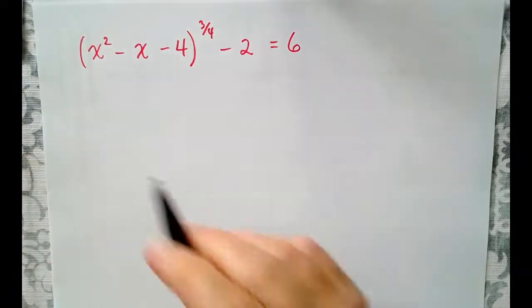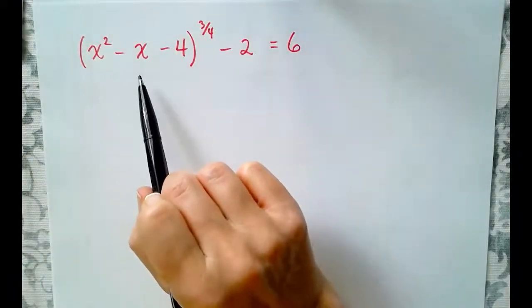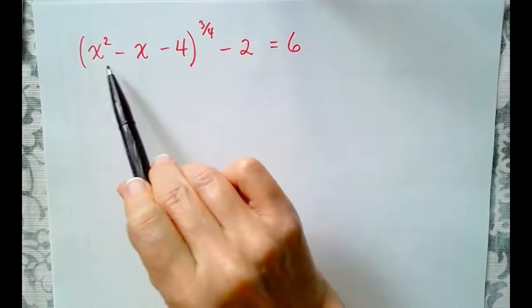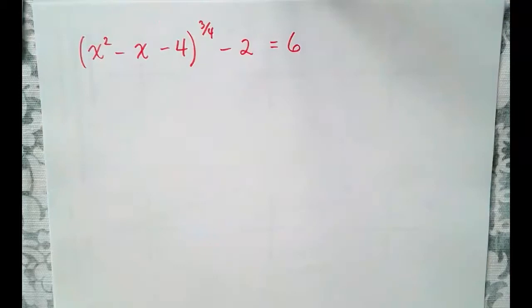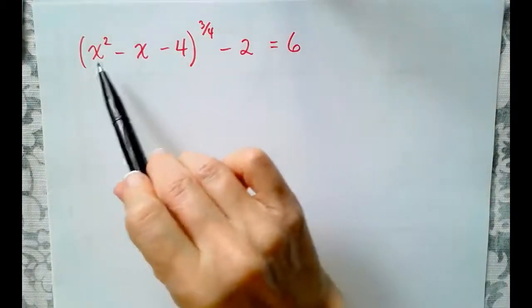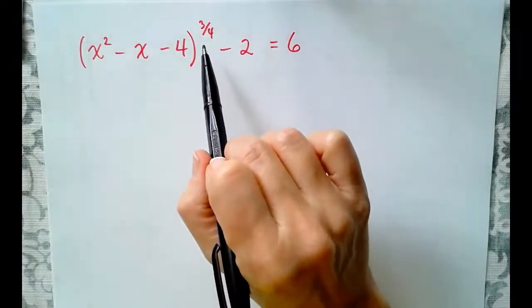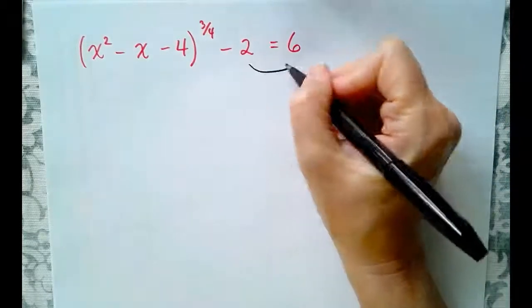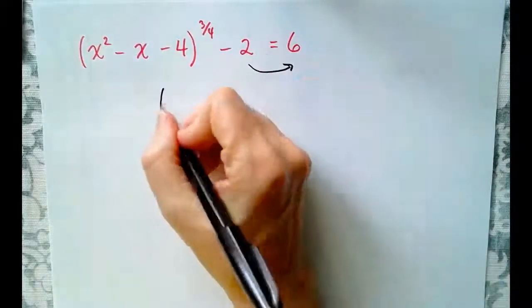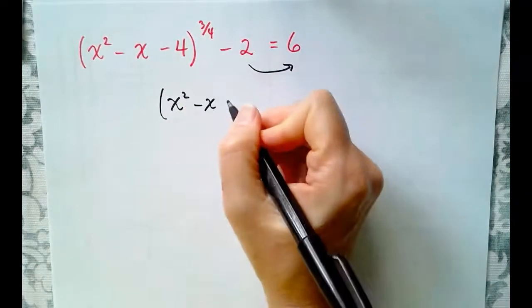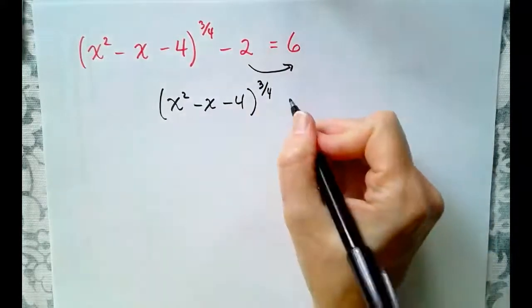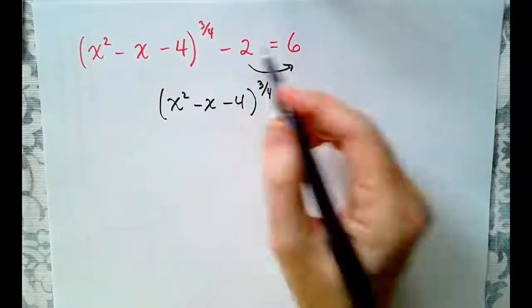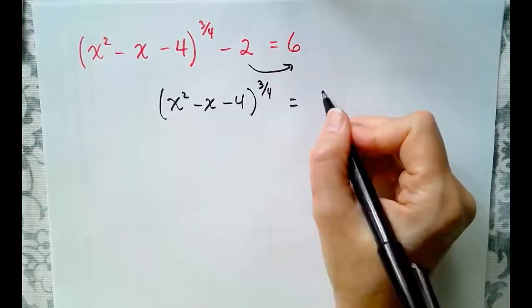Next, x squared minus x minus 4, this quantity raised to the 3/4 power, plus 2 equals 6. So same situation, we want to isolate this variable expression that is raised to the rational exponent. To do that, move the 2 over, and we get x squared minus x minus 4 to the 3/4 power equals 6 plus 2, which is 8.